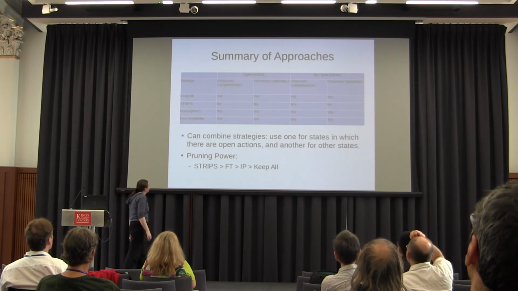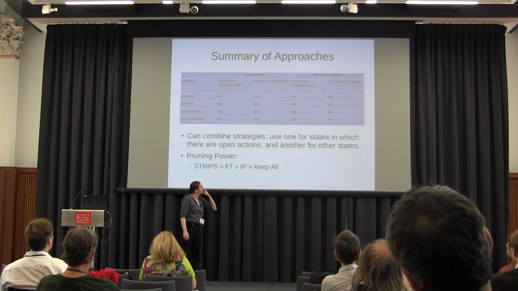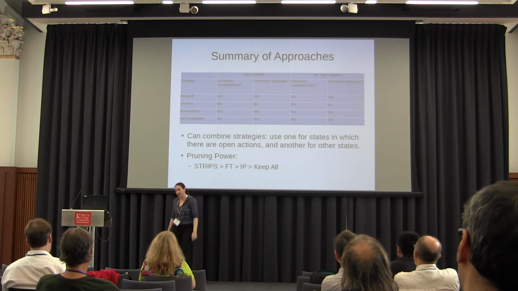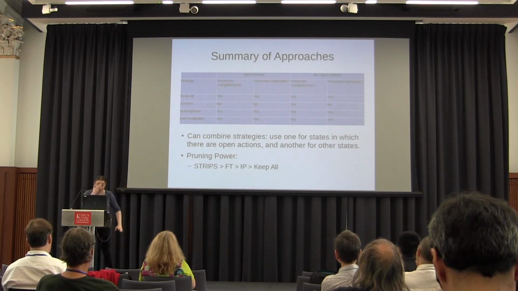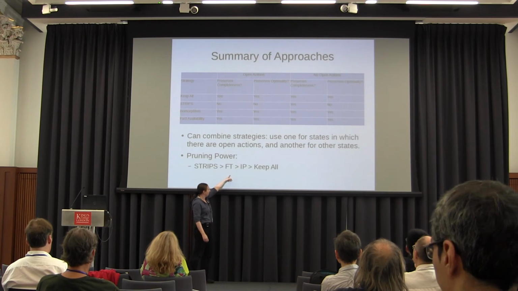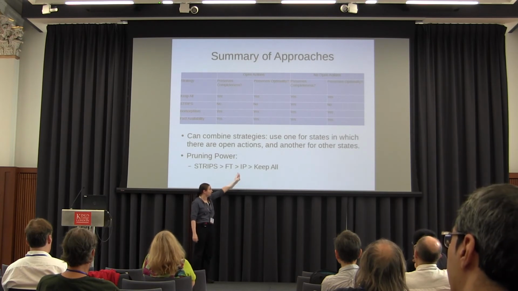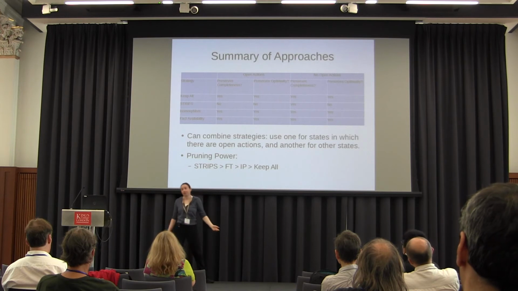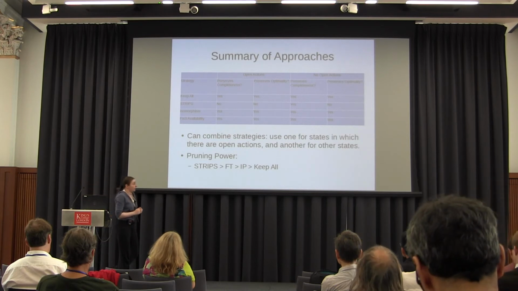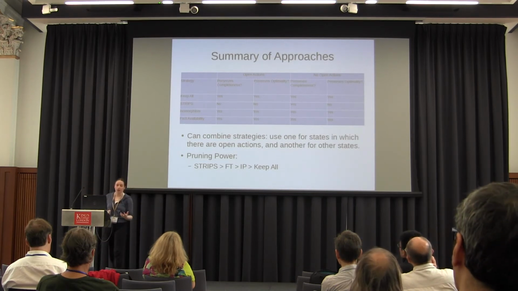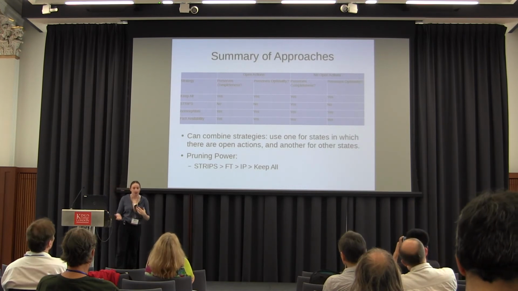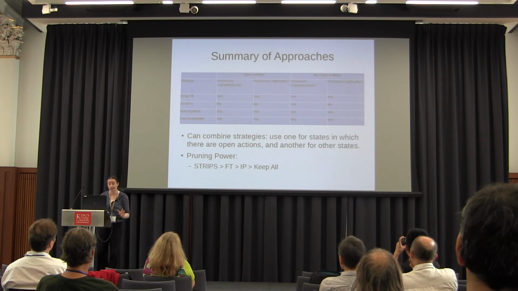So this is just a summary of our approaches and when they are optimal or complete. Notice we have a strict dominance, a theoretical dominance, on the order of the pruning power of each one. So STRIPS proves provably more than fact availability time, which proves provably more than isomorphism, which obviously proves more than keeping full states. So basically you can combine these together in arbitrary ways. You can use one memoization technique when there are open actions and another when there are no open actions. You do this on a state-by-state basis.